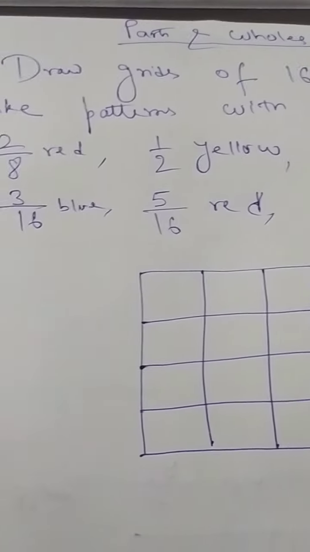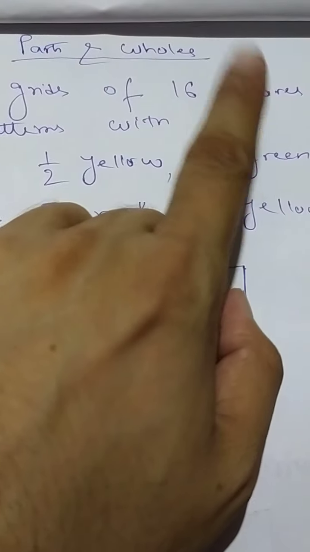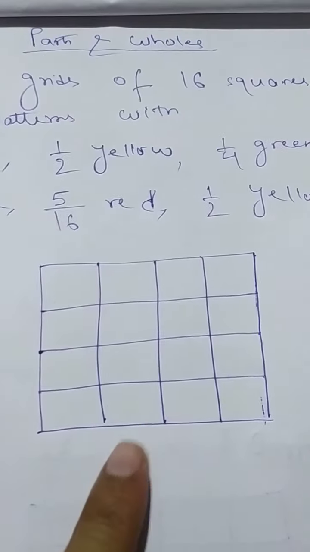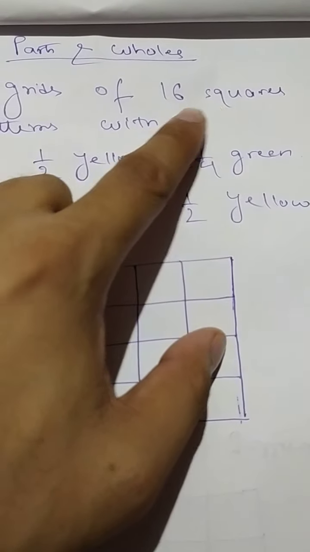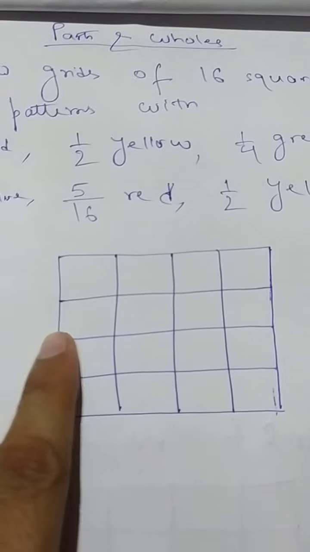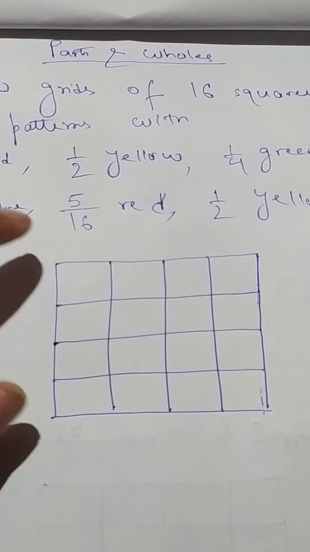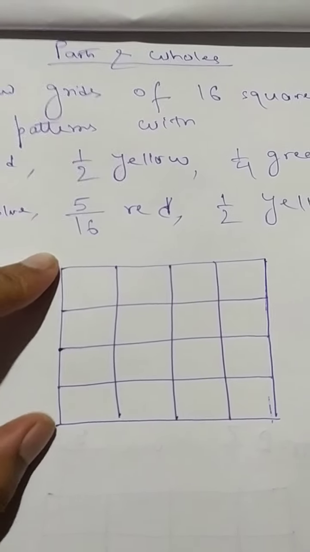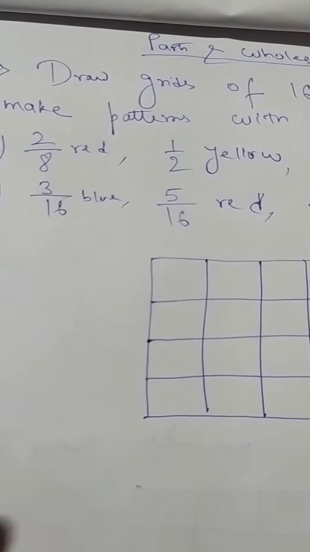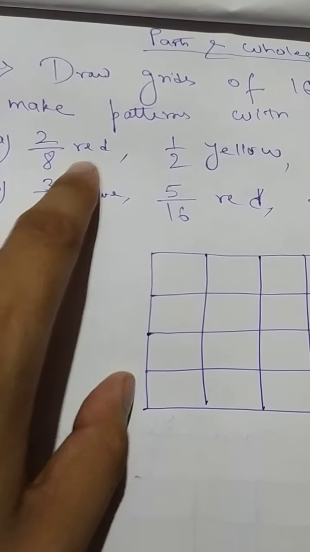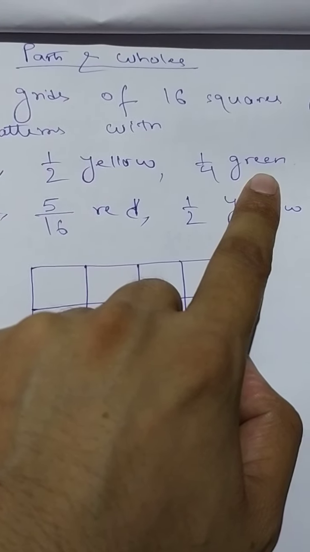Now what is the meaning of this? Draw grids of 16 squares. Grids means this one. There are total 16 squares. You can count 1, 2, 3, 4, 5, 6, 7, 8, 9, 10, 11, 12, 13, 14, 15, 16. So this is a grid of 16 squares. Now what you have to do? Out of these 16 squares you have to color 2 by 8 part red, half part yellow, 1 by 4 part green.